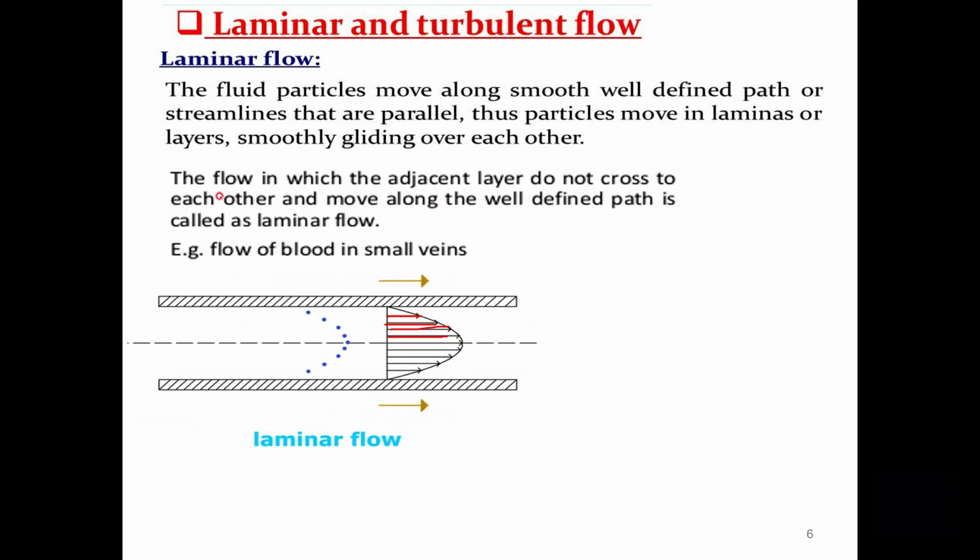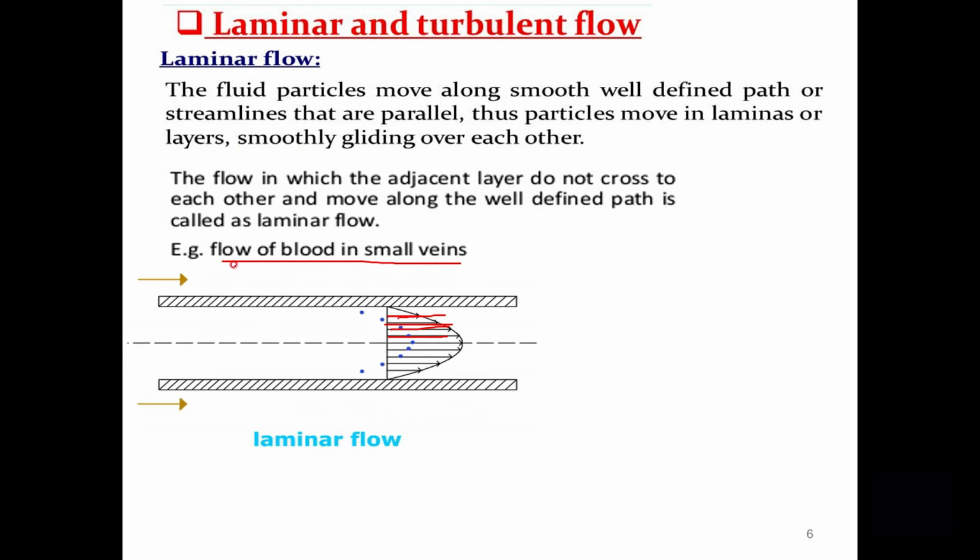One more way of defining the laminar flow is the flow in which the adjacent layers do not cross each other. Means these layers, these are called laminas or layers, they are not crossing each other, they are moving on their own path. Do not cross each other and move along the well defined path is called a laminar flow. Example, flow of blood in small veins. This is a very good example for the laminar flow. You can understand here the flow of blood in small veins.